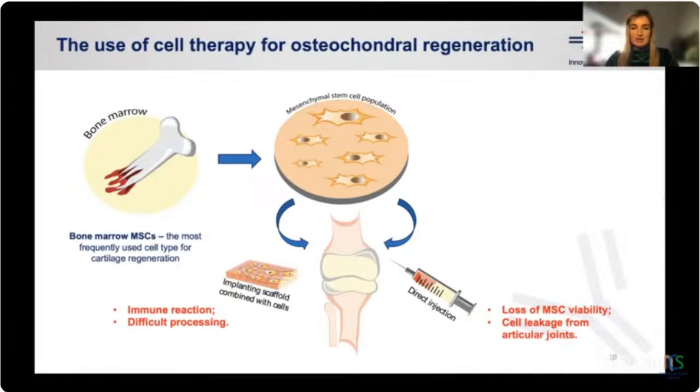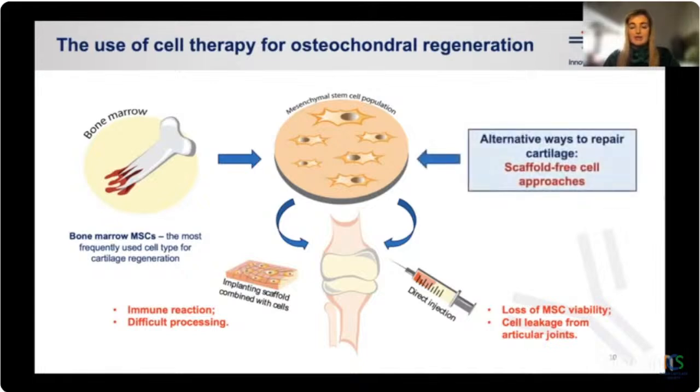However, sometimes we can also face immune reaction and difficult processing. Another alternative is, for example, scaffold-free cell approaches, like you probably heard about the bioprinting technique Cyfuse, which combines only cells together and lets them grow and mimic cartilage without any additional synthetic materials.